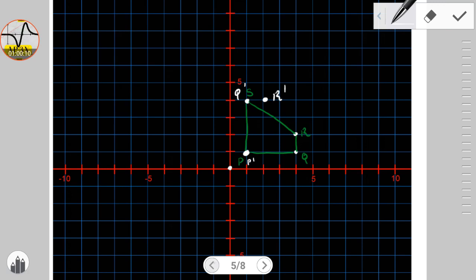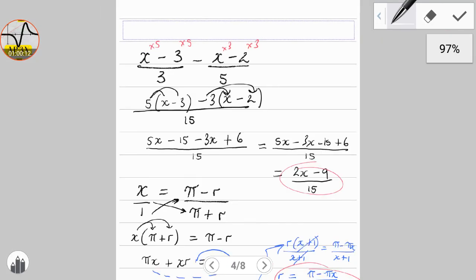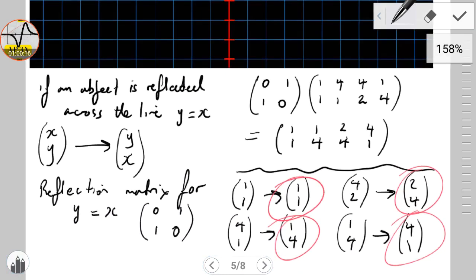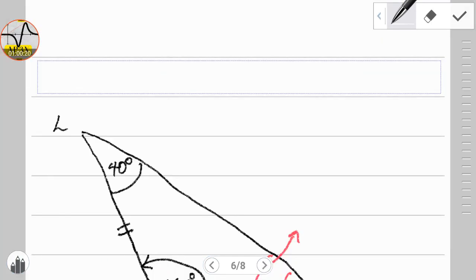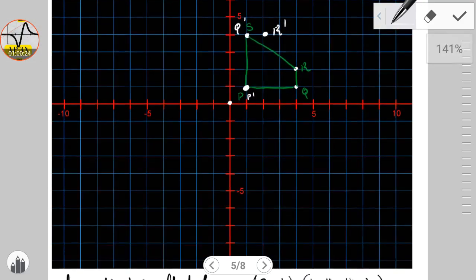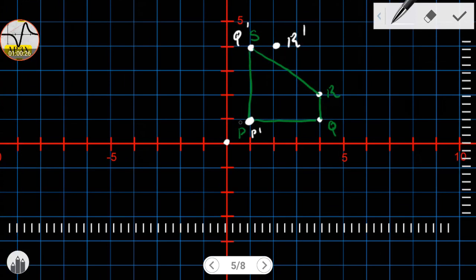And then we have the final one here, which is going to be 4, 1 as well. So it's going to be 4, 1 right here. So P, Q, R. Q is also going to become S prime. So basically the shape is overlapping our current shape.